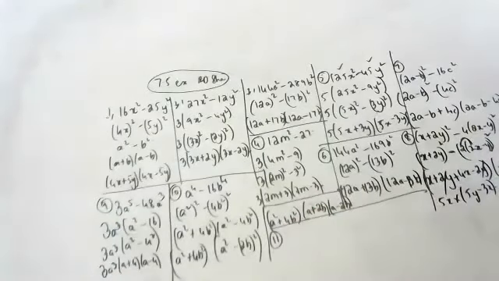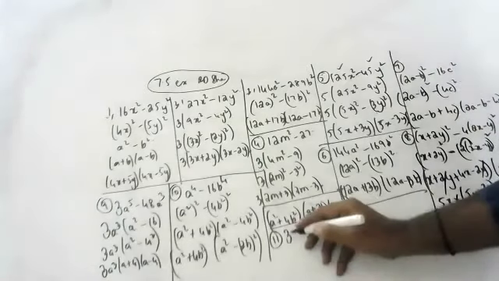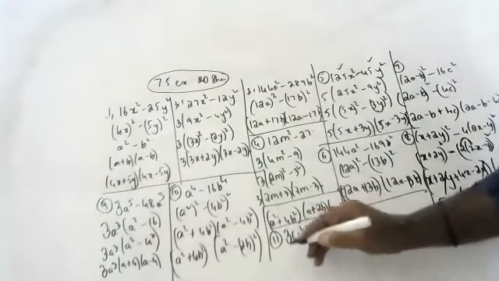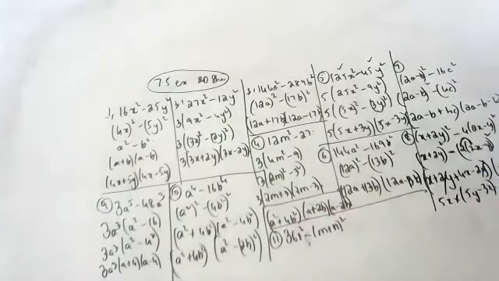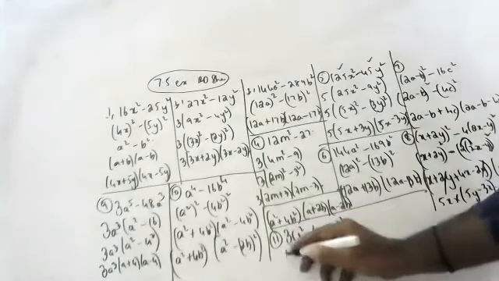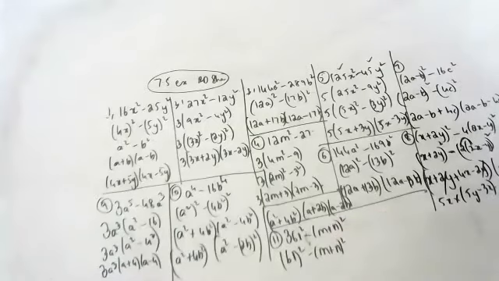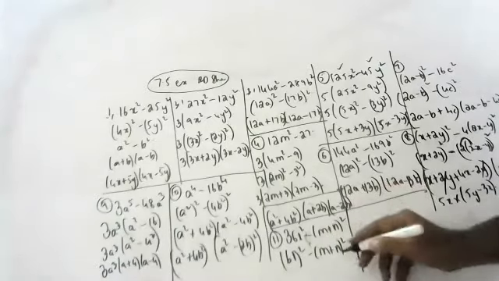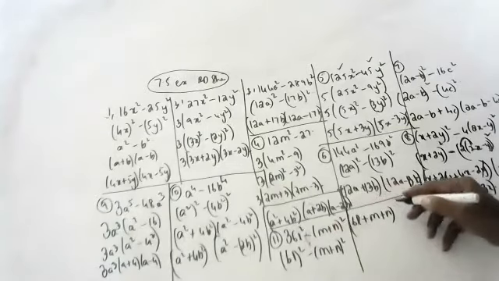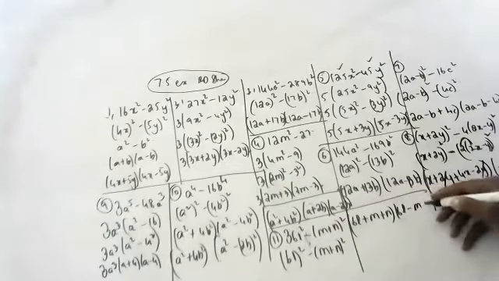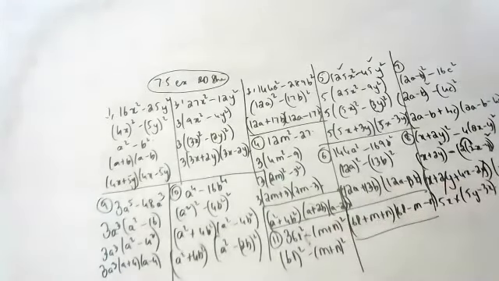Rolika. 36l square minus m plus n whole square. 6l whole square minus m plus n whole square. Okay. a plus b. 6l plus m plus n into 6l minus m minus n. That's it, children. So, like that you have to do, children.